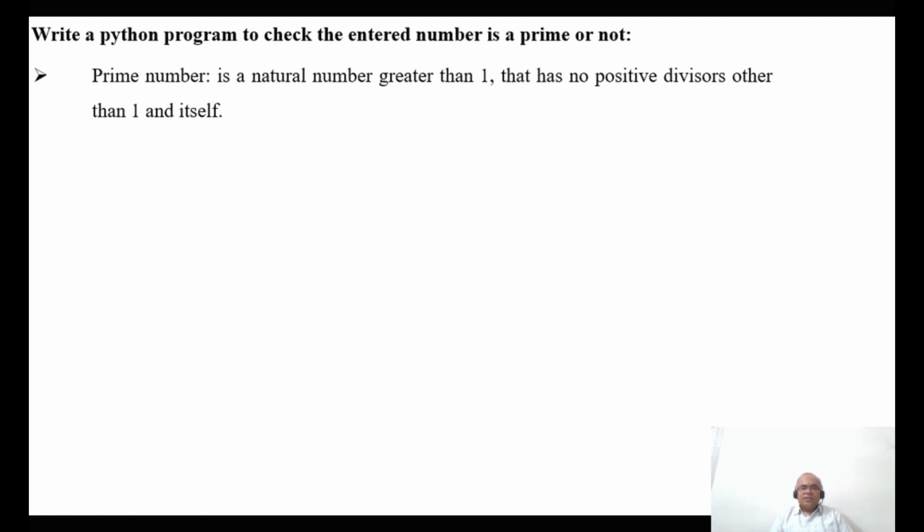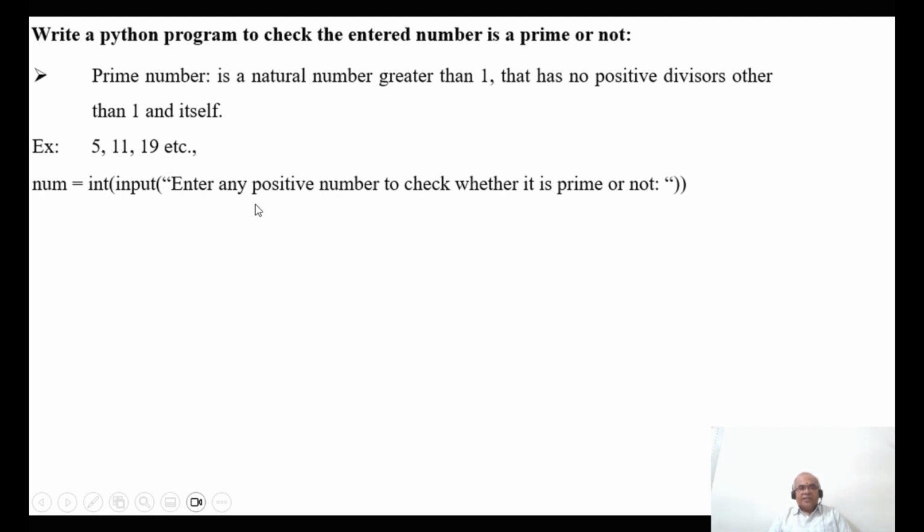Suppose I consider 1: it is not a prime number, so the number must be greater than 1. Can I take 2? No, 2 is also not a prime number. When I take 3, 3 is a prime number. It is divisible by 3 and by 1. Can I take 4? No. Can I take 5? Yes. 5 is divisible by 1 and by itself, so that is the reason why it is called a prime number. For example, 5, 11, 19, etc. are prime numbers. So how to write the code for this?